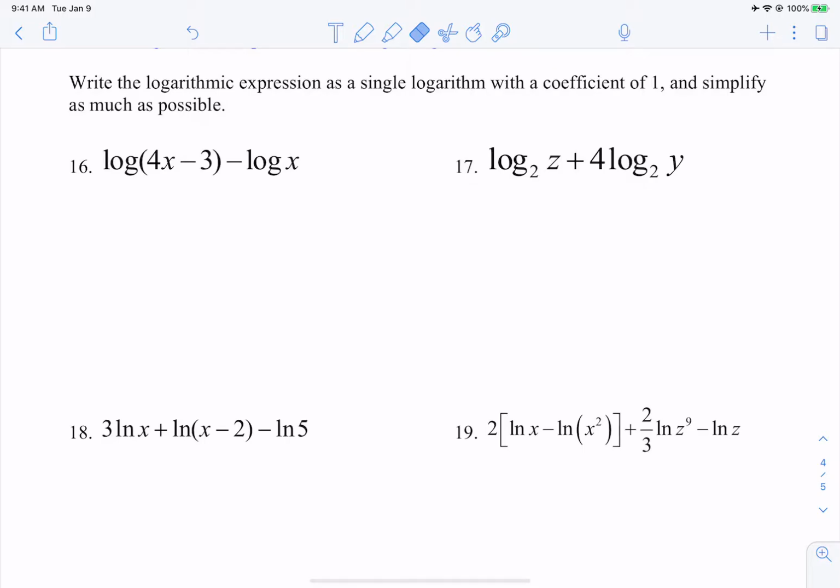All we have to worry about is the fact that there is a subtraction. So everything that is positive is a multiplication. It would be in the top of our fraction. Everything that is minus is going to be a division. Now, this is one thing. It's stuck together. You cannot pull it apart. And so the log of 4x minus 3 goes on top. X goes in the bottom. Bam, you're done. We can't do anything else. Okay? Everybody understand or have any questions about 16?